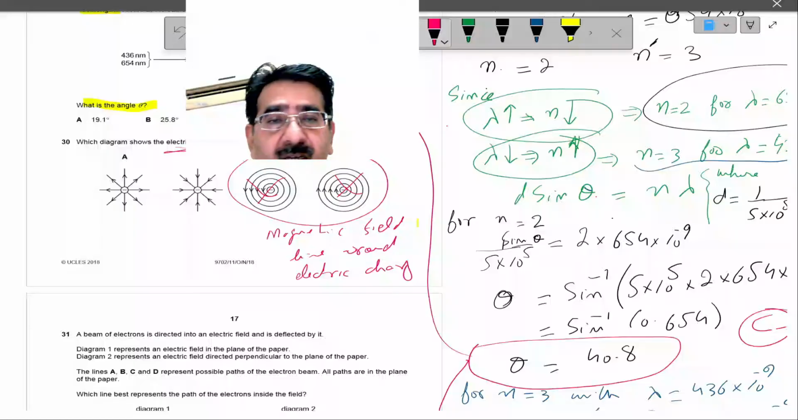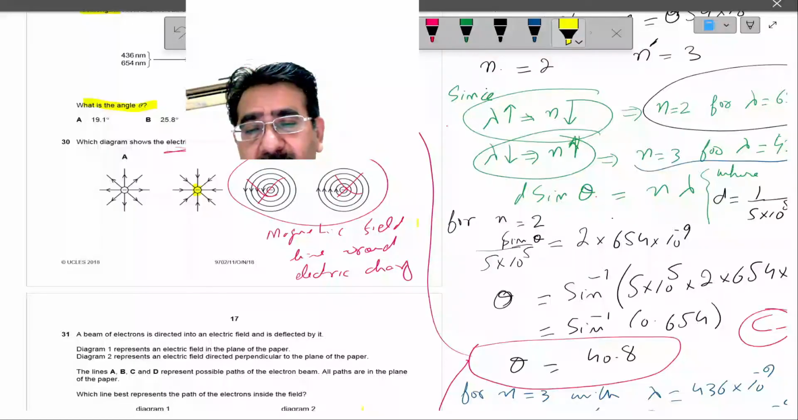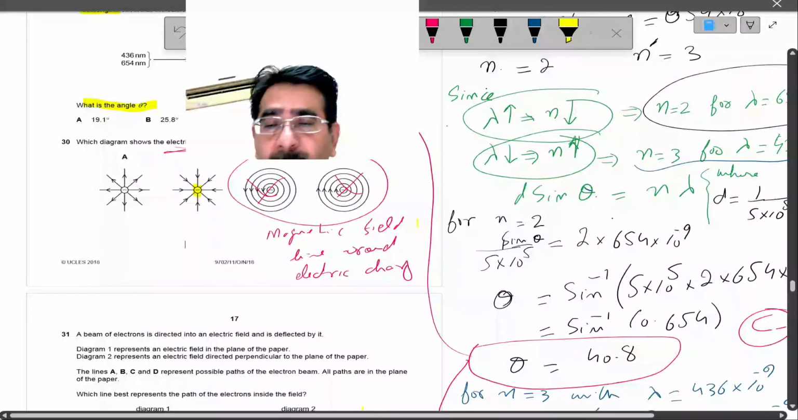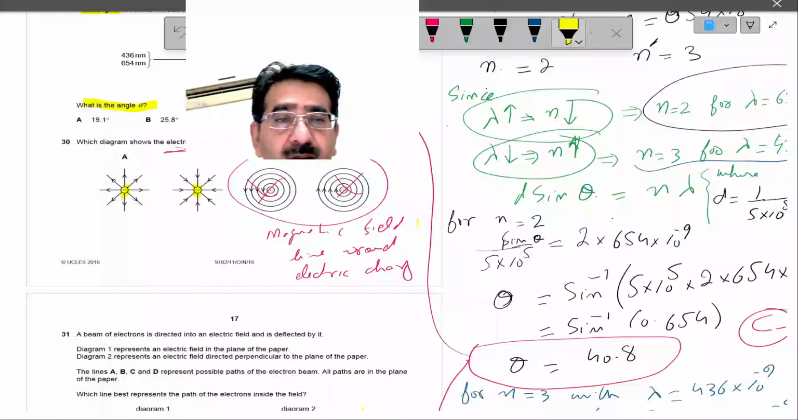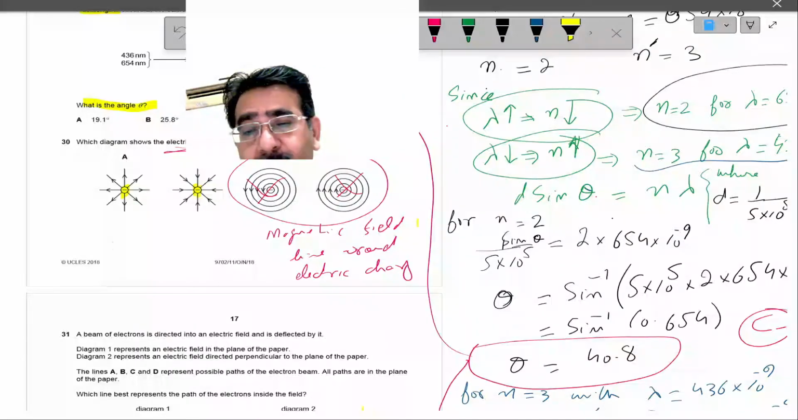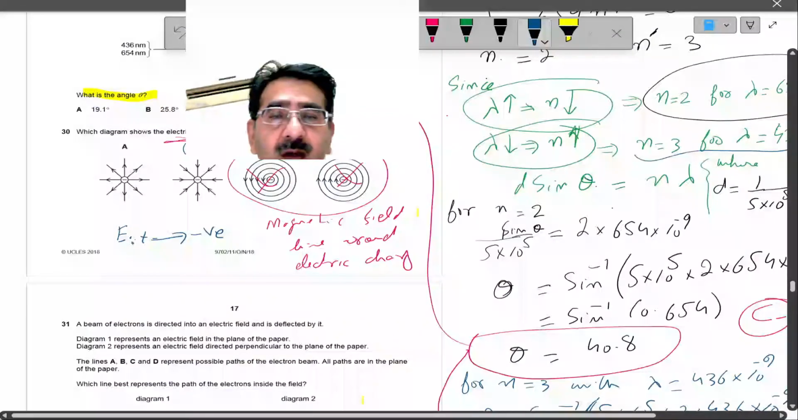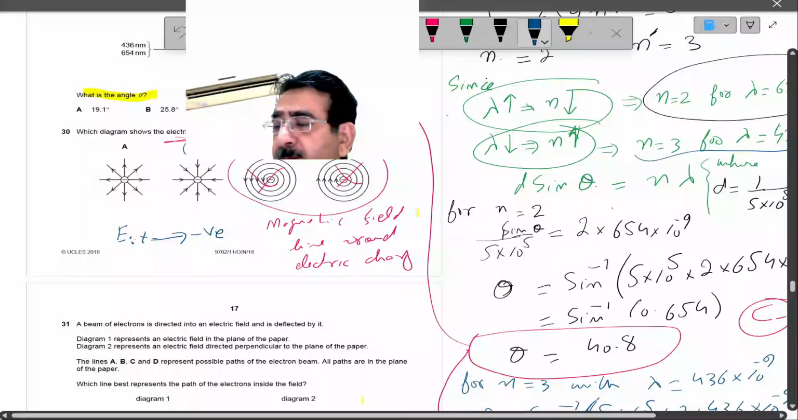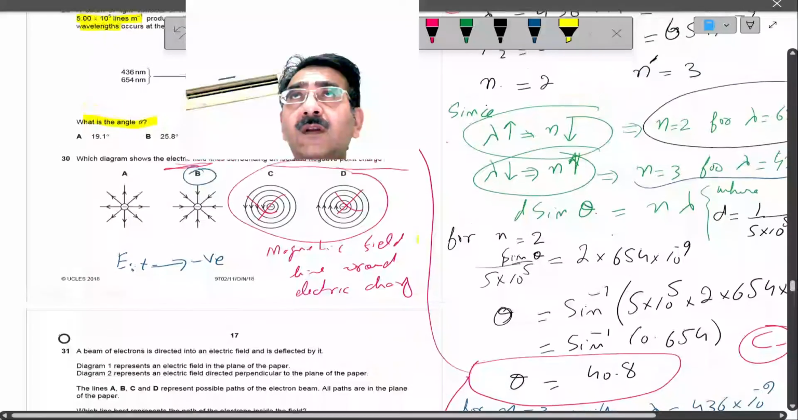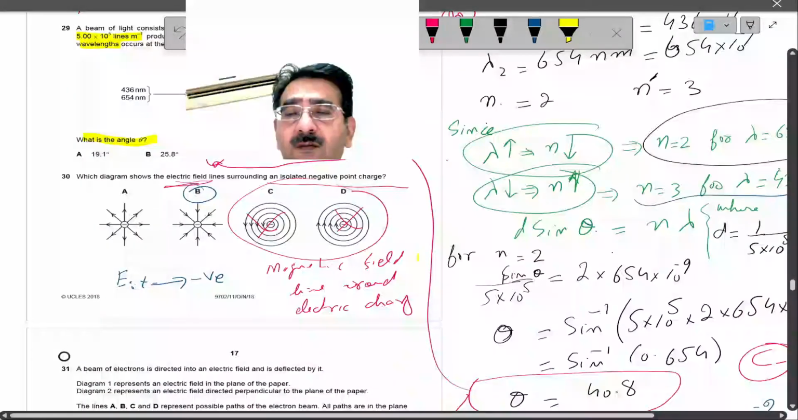So there is a negative charge. Because it is a negative charge, the direction of the electric field is always from positive to negative. So that means B will be the right answer.